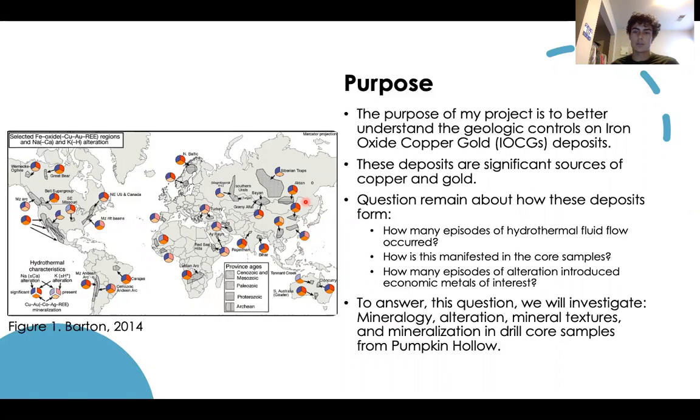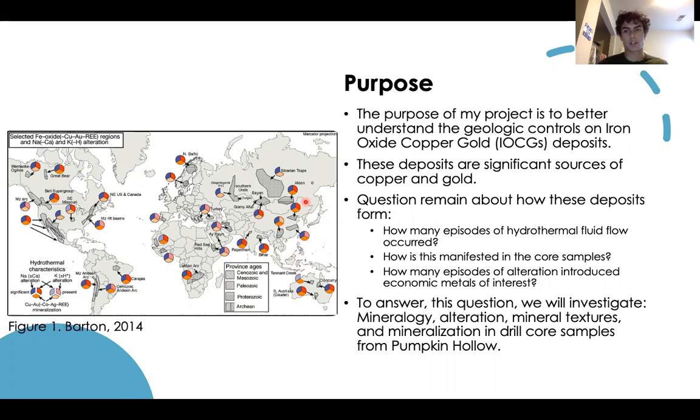gold. And so some of the questions that I'd like to try and answer are how many episodes of hydrothermal fluid flow may have occurred in the Pumpkin Hollow deposits, and how do we see this manifested in the samples that I'm going to be looking at, such as the core samples and the thin sections that I'll produce, etc. And so something that's really interesting is when we're doing research on these types of deposits, we really want to know and have a better understanding of the types of alterations that were introduced, and how they kind of controlled what economic metals of interest we're searching for.